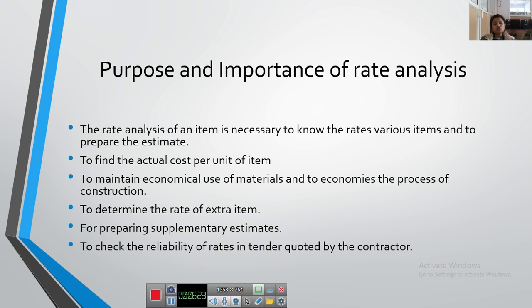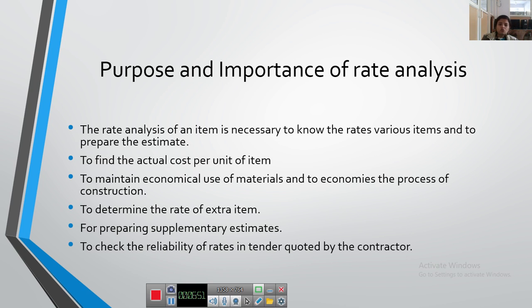Then, to find the actual cost per unit of an item. If we are constructing a tall building and someone asks me only how much the concrete costs, how can we say? But if we have done the rate analysis, we can say this many rupees are required for the concrete immediately, without doing anything, because we have already done the rate analysis for that particular building structure.